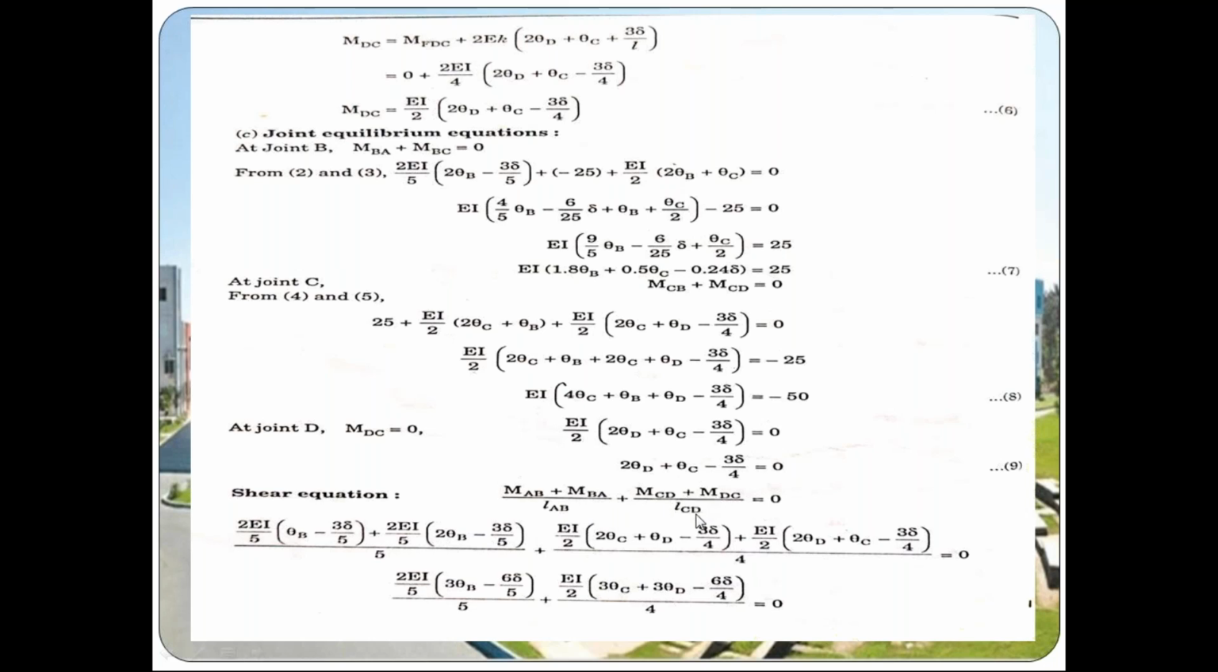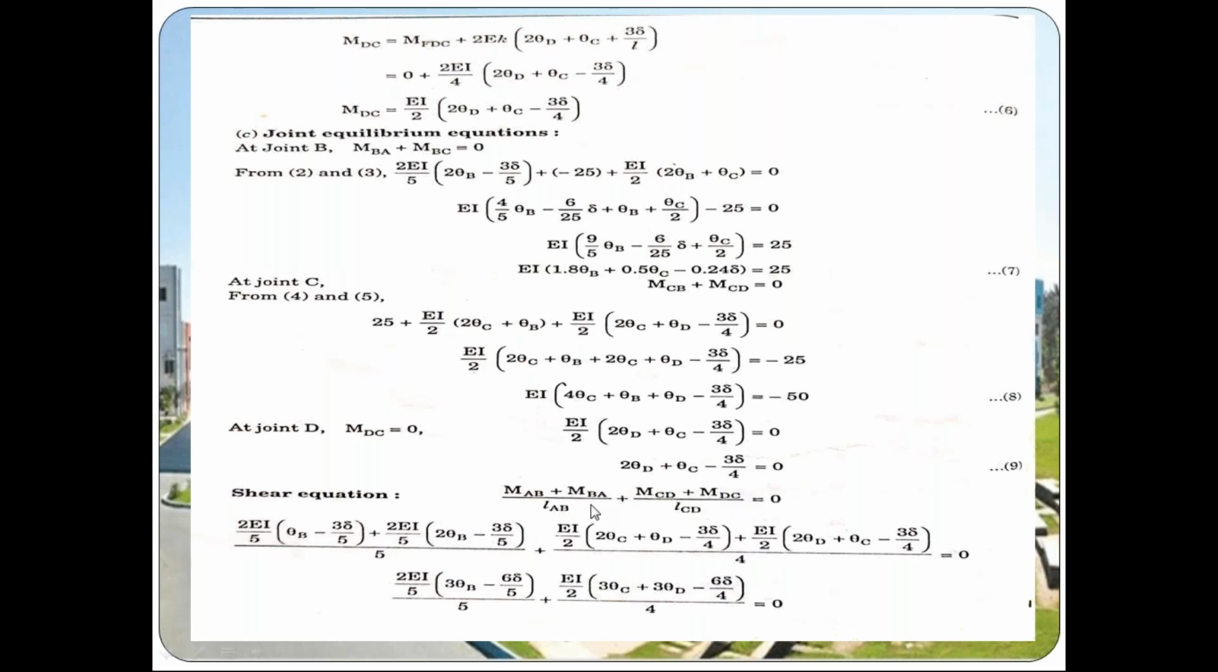That's all. There are no loads in span AB and span CD, so no fixed end moments for loads will come. Similarly, MDC is also 0. The book puts it here as MDC, but MDC is nothing but 0 only.